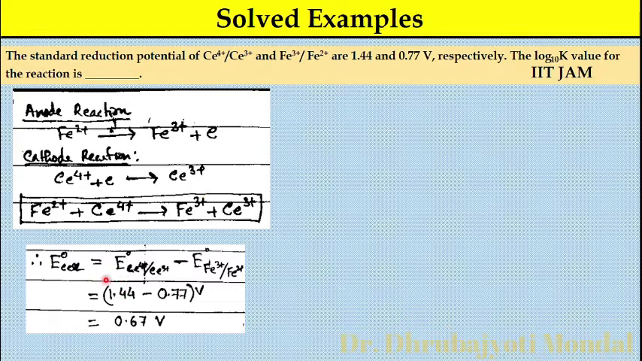So the E0 cell for that reaction is equal to E0 of the cathode minus E0 of the anode. E0 of the cathode means E0 of cerium 4 plus, cerium 3 plus, where the reduction takes place, minus E0 of the anode, where the oxidation takes place. That is equal to 1.44 minus 0.77 volt, that is equal to 0.67 volt. So that is the value of E0 for that reaction.